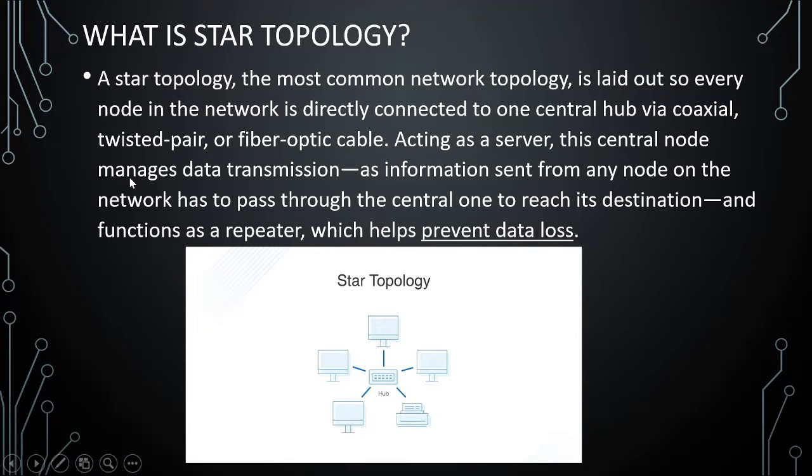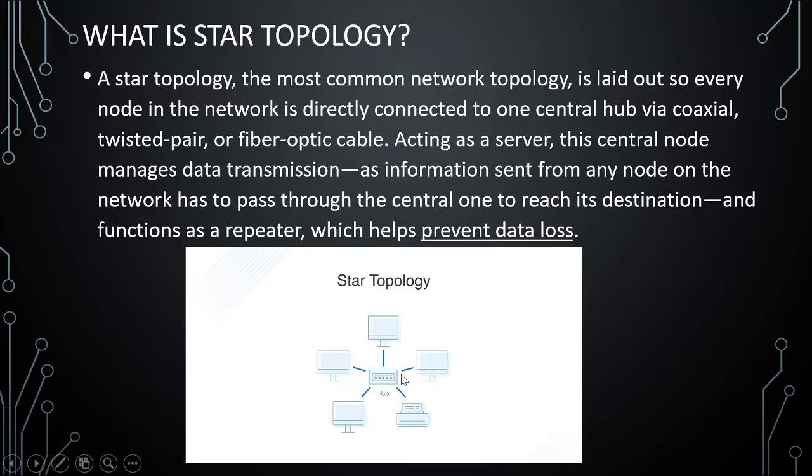So this one is the central node. This central node manages data transmission, as information sent from any node on the network has to pass through the central one to reach its destination, and it functions as a repeater which helps prevent data loss. So this central node is actually a switch hub, or a switch, where the wires are connected.